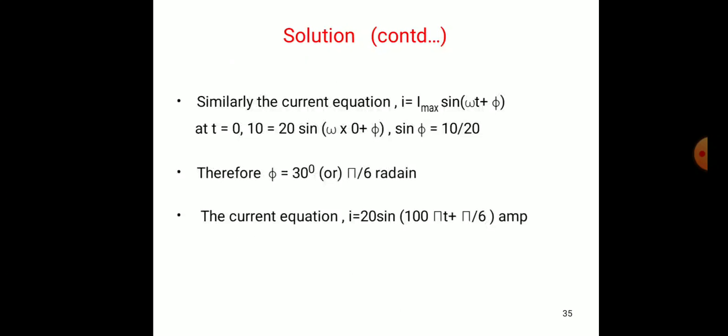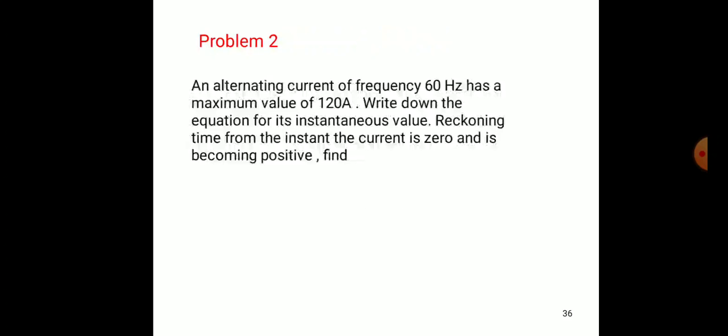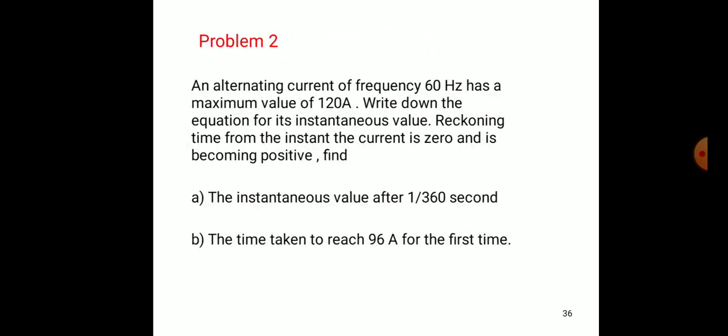Similarly, the current equation is i = Imax sin(ωt + φ). At t equal to 0, 10 equals 20 sin φ, so sin φ equals 10 by 20. Therefore φ equals 30 degrees, or pi by 6 radians. The current equation is i equals 20 sin(100πt + π/6) amps. The same way, we also calculate the second problem.